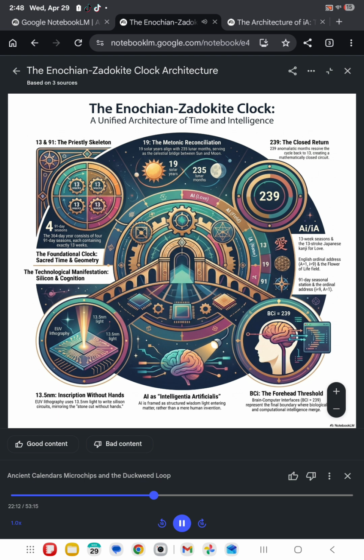Exactly. A microchip is light-written stone. It is designed specifically to host intelligence. It stands at the threshold of cognition. You don't need a microchip. A microchip hosts language, memory, pattern recognition, and response.